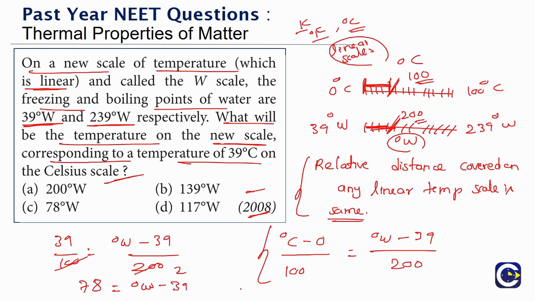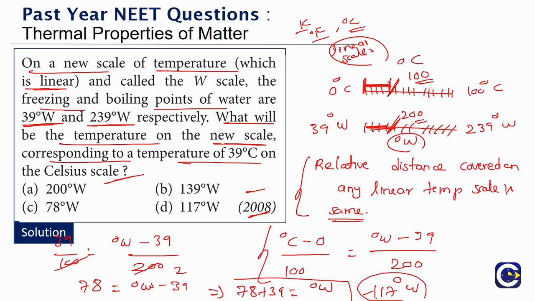Minus 39 will come to the left hand side, and it will become plus. So 78 plus 39 is our temperature value on the new scale. What is 78 plus 39? It will be 117 in terms of degree W. So what is the correct answer for this? Option D is the right answer.